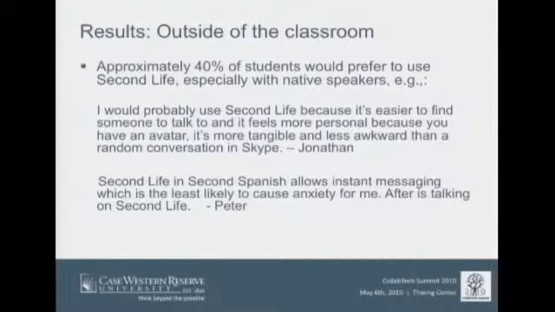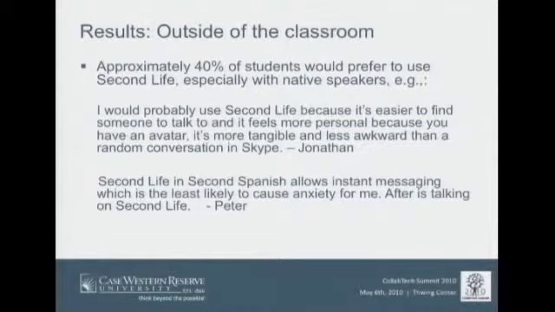And this is the idea of what Carolina is doing, taking students on these virtual field trips where they're actually able to meet native speakers. And of course, Skype doesn't provide any opportunity to do that. Another student says, Second Life in Second Spain allows instant messaging, which is the least likely to cause anxiety for me after it's talking on Second Life.